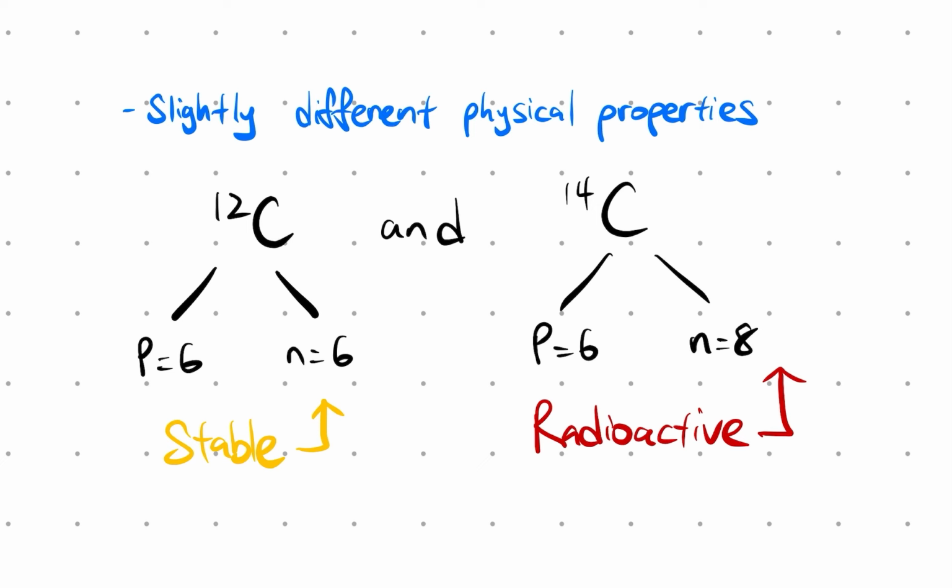One example is carbon-12 and carbon-14. Now, carbon-12 and carbon-14 both have the same amount of protons, but they have different numbers of neutrons. Carbon-12 having 6 and carbon-14 having 8. The difference in physical properties is that carbon-12 is stable and carbon-14 is radioactive.